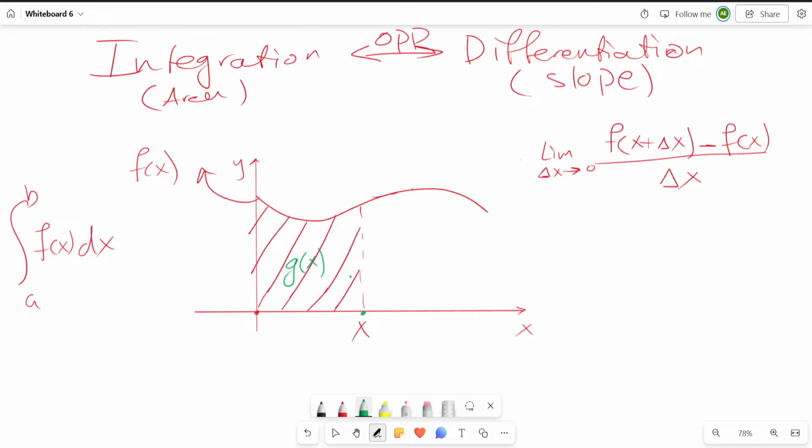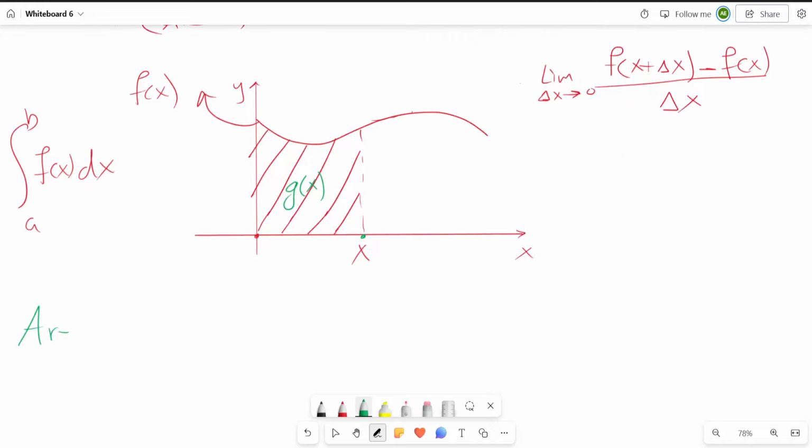If I take x at this point, then the area is here. If I take x as this point, then the area is a little larger. If I take x at, let's say, this point, so this is my x, the area is smaller. So the area depends on x. So the area is a function of x. Let's write this down, that the area is g of x, some function in terms of x.